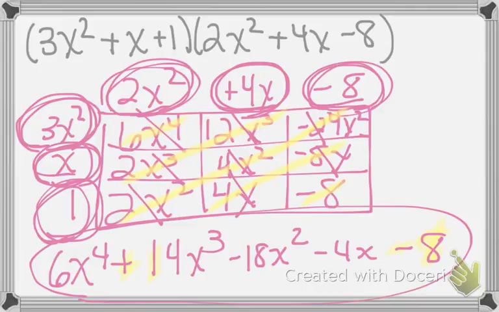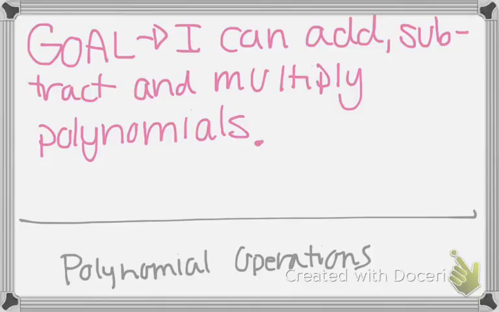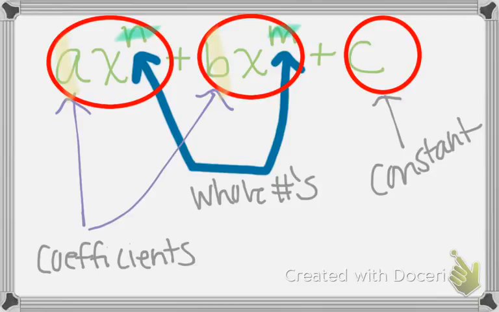Again, the goal of today was I can add, subtract, and multiply using polynomial functions. I'll quickly go through the slides of what we did as little reminders for those of you who need it. Our goal: I can add, subtract, and multiply polynomials, polynomial operations. Reminding you what a polynomial is. Our coefficients can be fractions, whole numbers or integers, negative numbers as well. Your exponents can only be whole numbers. And then you have a constant here. You don't always need a constant.